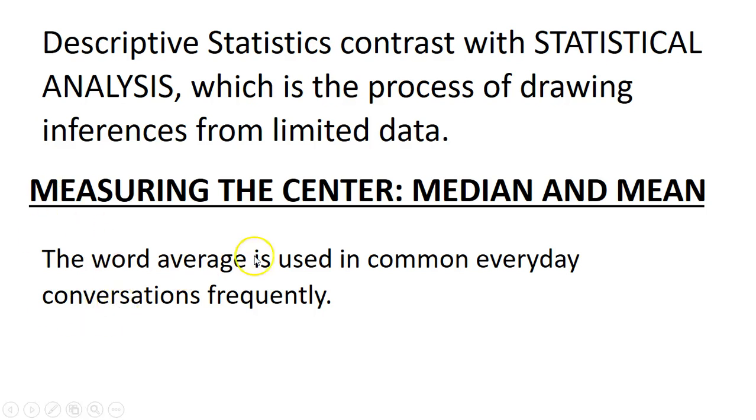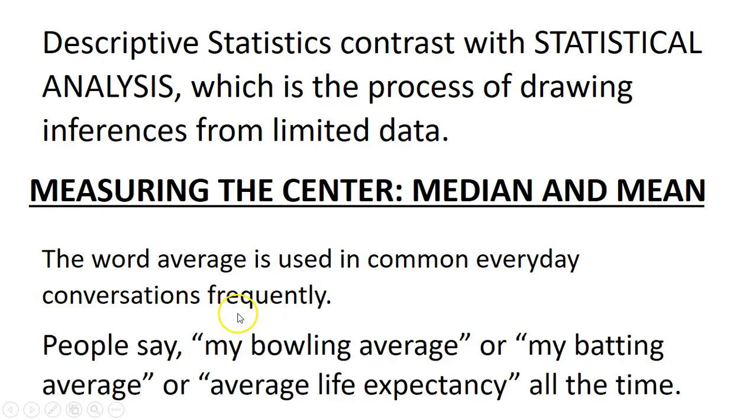this. All right, the word average is used in common everyday conversation very frequently. People say average all the time. People say my bowling average or my batting average or the average life expectancy. They say this stuff all the time.